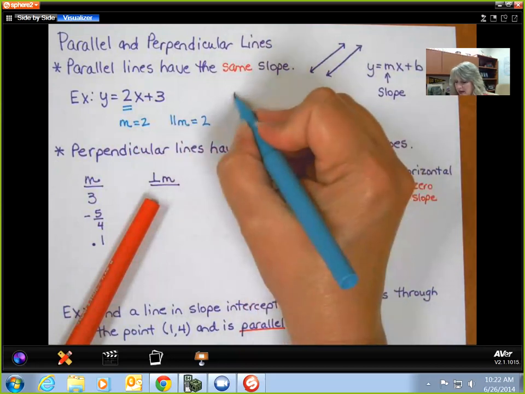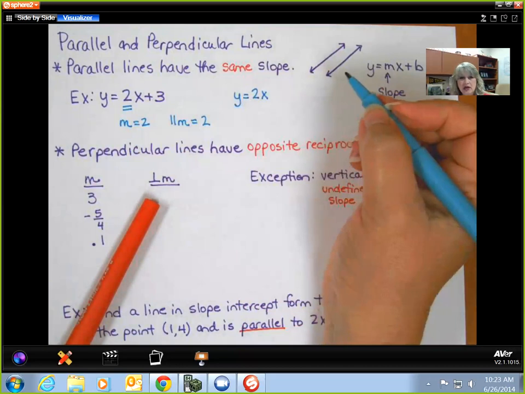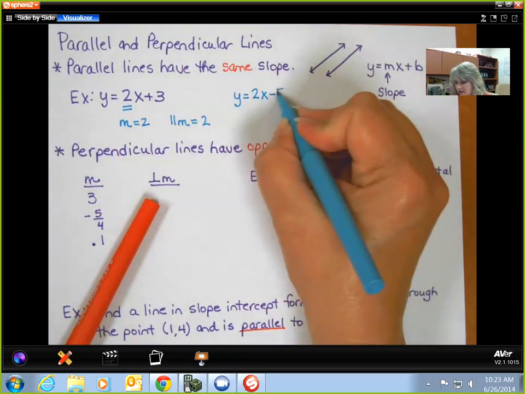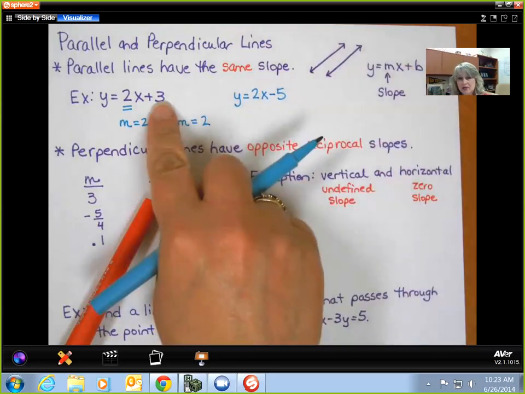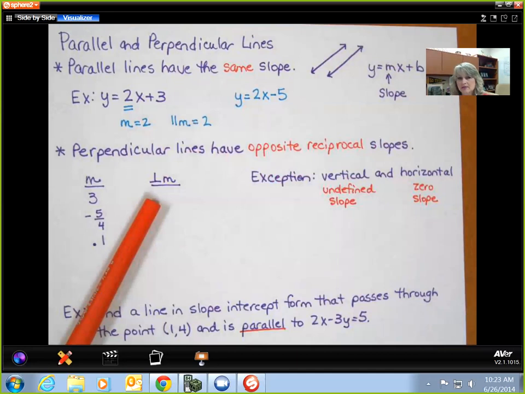So we could write the equation y equals 2 times x, and then you could put any number that you want to afterwards. Let's say minus 5. So y equals 2x plus 3 and y equals 2x minus 5 are parallel lines.